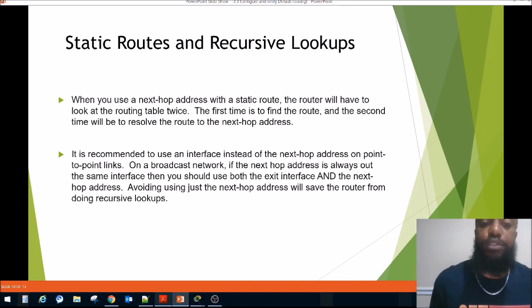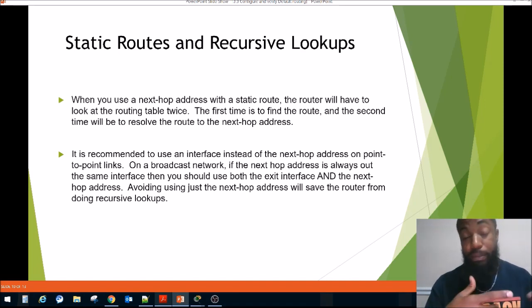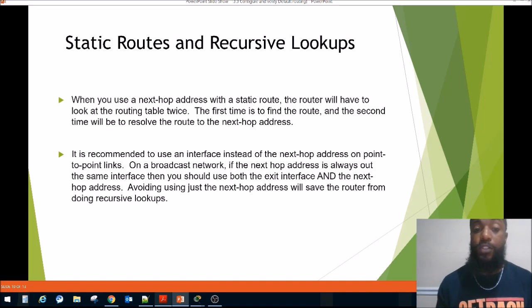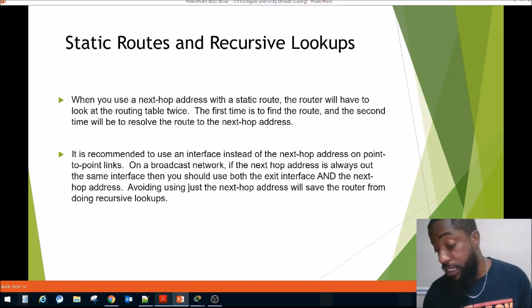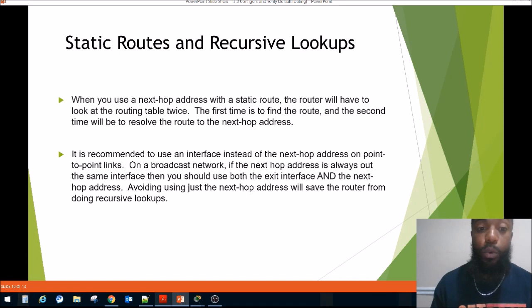When you use a next hop address with a static route, which is basically what we did in the last slide, the router will have to look at the table twice. Why, you might ask. The first time is to find the route. Right? It's got to look up in this routing table, see, do I have it? And the second time will be to resolve the route to the next hop address. So it's got to look it up twice. That's why it's called a recursive lookup.